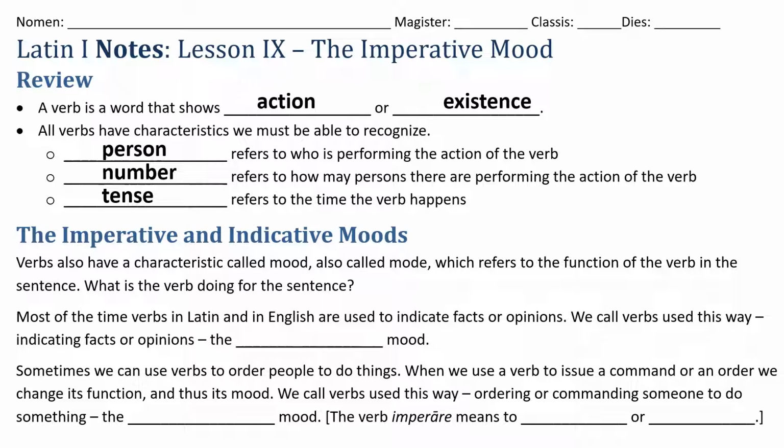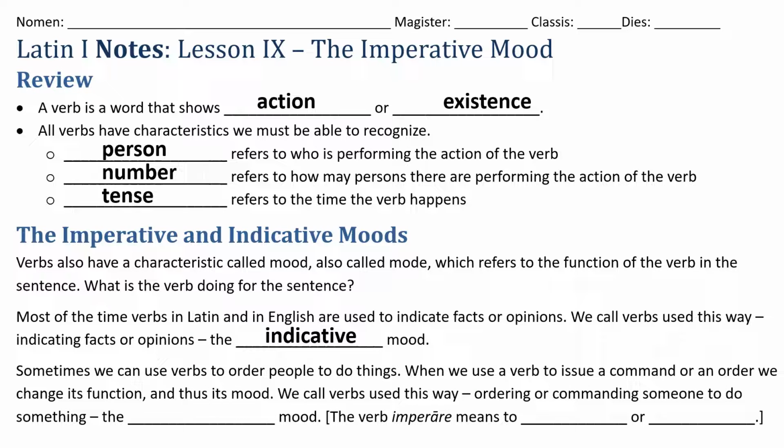Most of the time, verbs in Latin and in English are used to indicate facts or opinions. We call verbs used this way, indicating facts or opinions, the indicative mood. Well, that makes sense. You indicate things with the indicative mood, and most verbs that you are familiar with are, in fact, indicative.